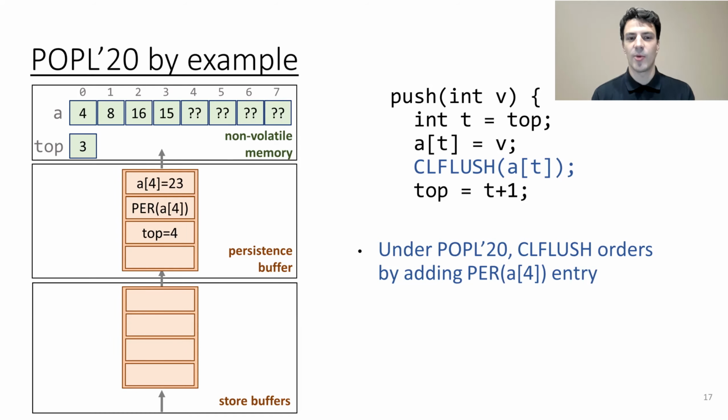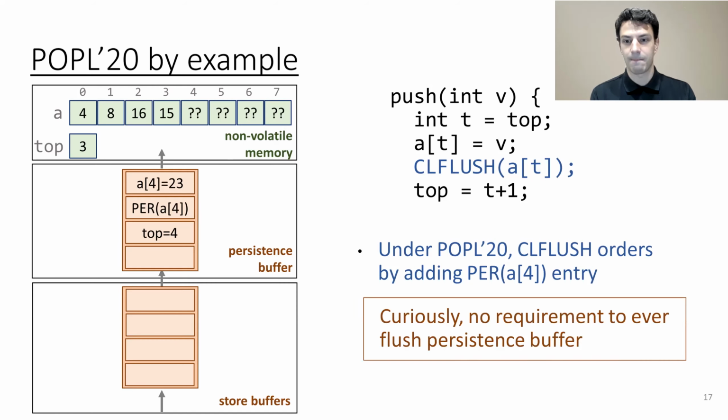In the POPL 20 model, this per entry enforces more constraints on how events propagate from the persistence buffer. It is only possible to do this now in order. Only A4 will go first, and only then it will be possible to persist the write to the top. However, curiously, there's actually no requirement to flush persistence buffer at all. But if it does happen, then A4 goes first, and then the write to the top.